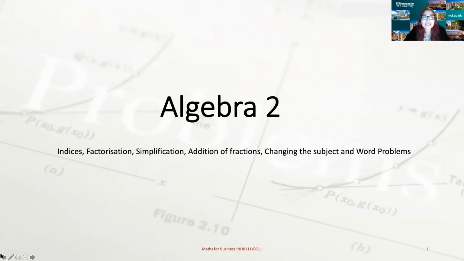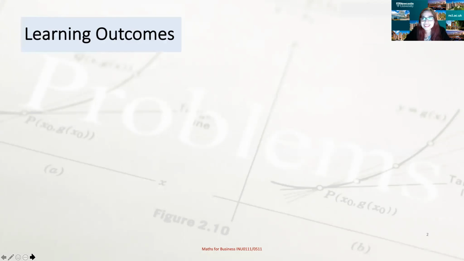Hi everybody, we are in week 2 of Algebra. What are we going to do today then? So, we're going to first look into laws of indices. By the end of this week, you should be able to use laws of indices to simplify algebraic expressions.